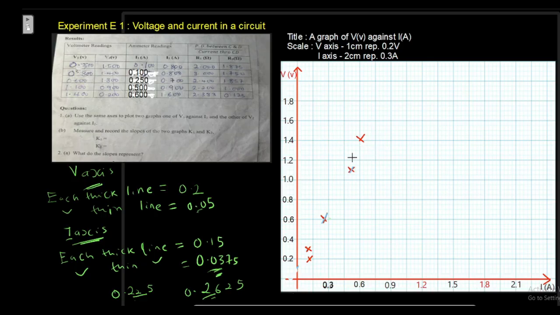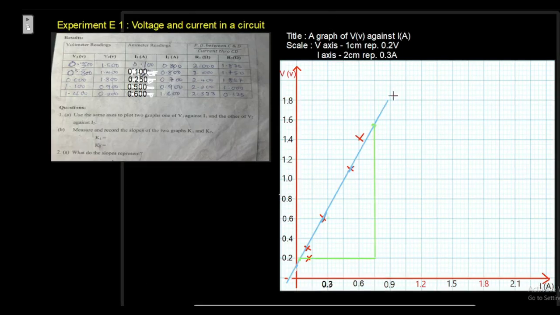So now we need to get our line of best fit. Now this is what your line of best fit for this graph will look like. You can see what it looks like here.